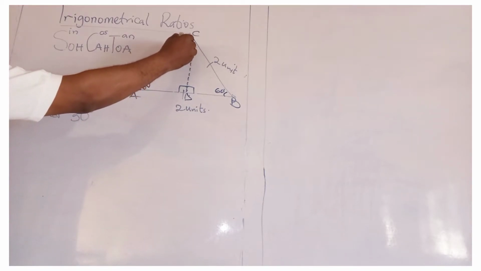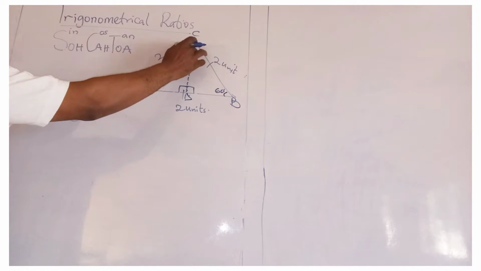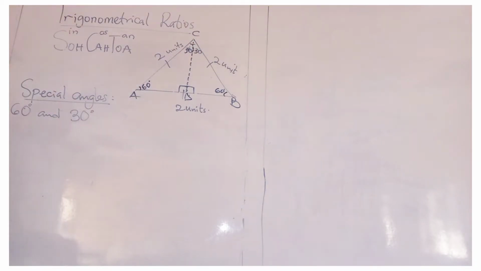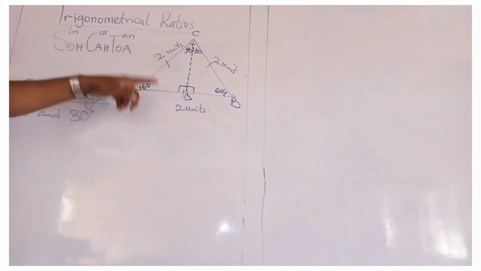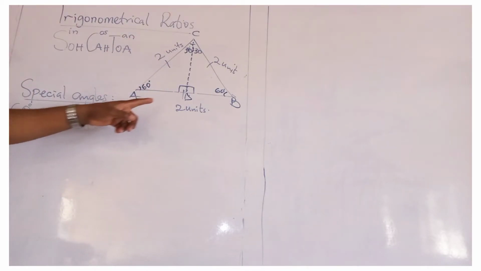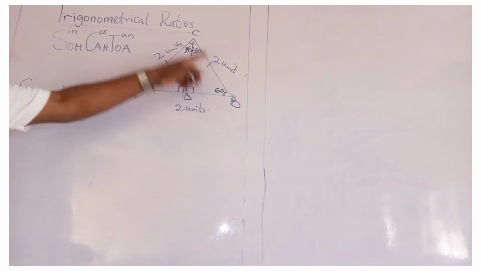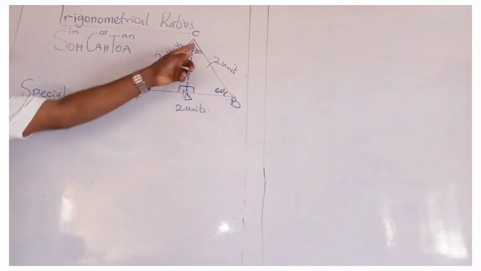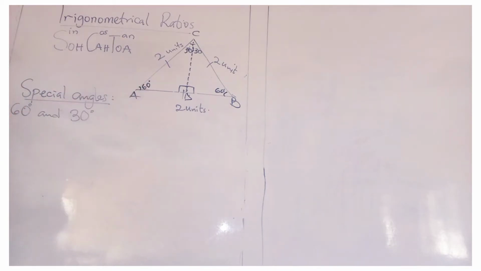So then here is 30 degrees, and here is 30 degrees, because it's divided into two equal halves. So we're saying that angle ACD is 30 degrees, then angle BCD is 30 degrees. If you sum them up, they give you 60 degrees here. Now let's talk about 90 degrees.